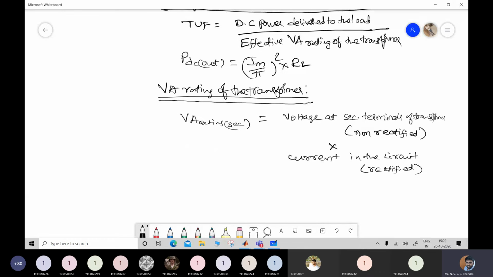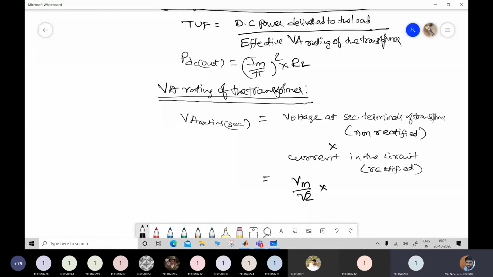So when I'm writing the voltage, these are AC values only. For the transformer, we always consider only AC values. A transformer is not a DC device; a transformer is always an AC device. For AC, what kind of value are we going to consider? We are going to consider the RMS values. So what is the RMS voltage for a non-rectified or sinusoidal voltage? Is it Vm by 2 or Vm by root 2? Vm by root 2. So we'll be writing Vm by root 2.